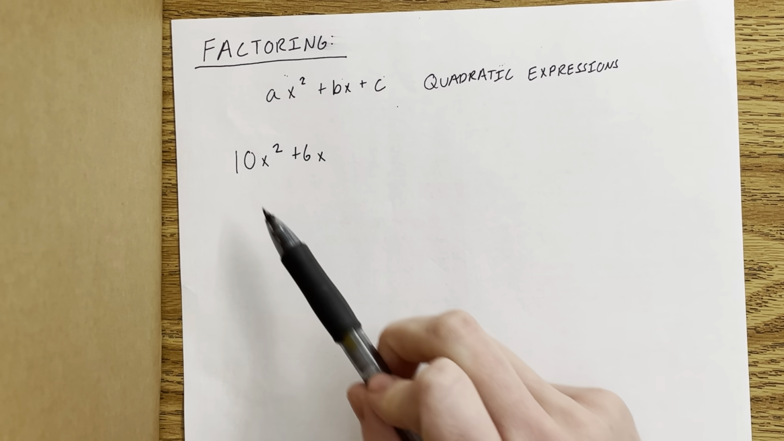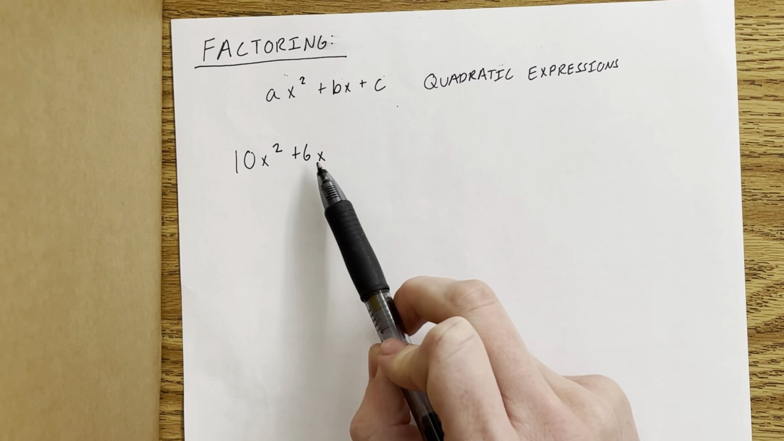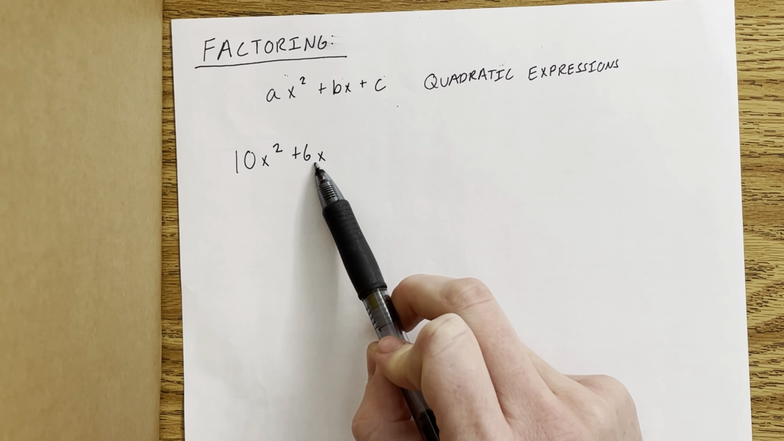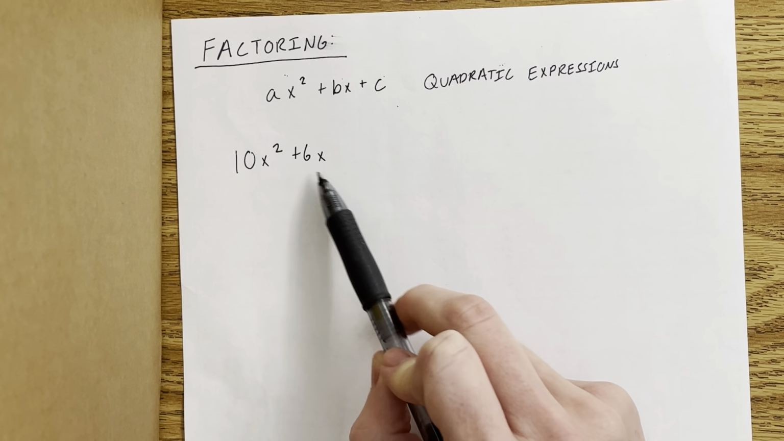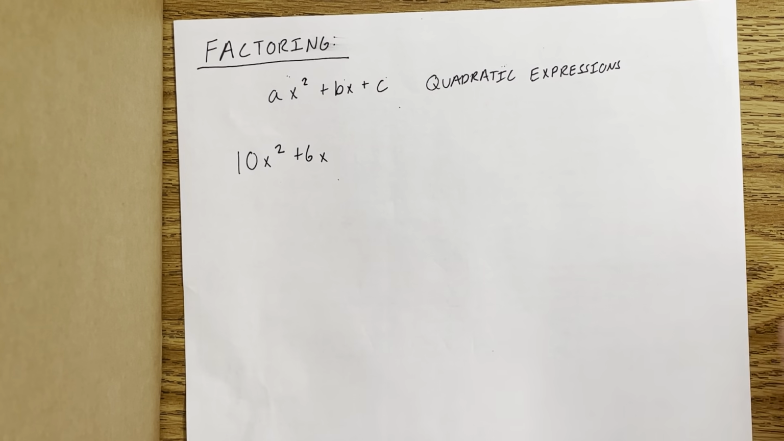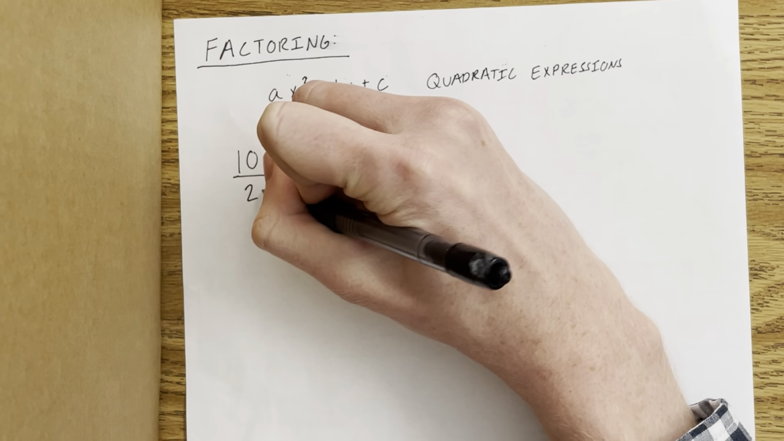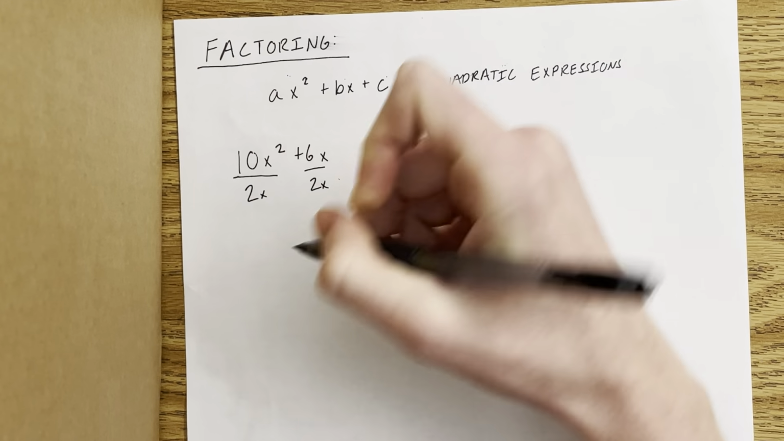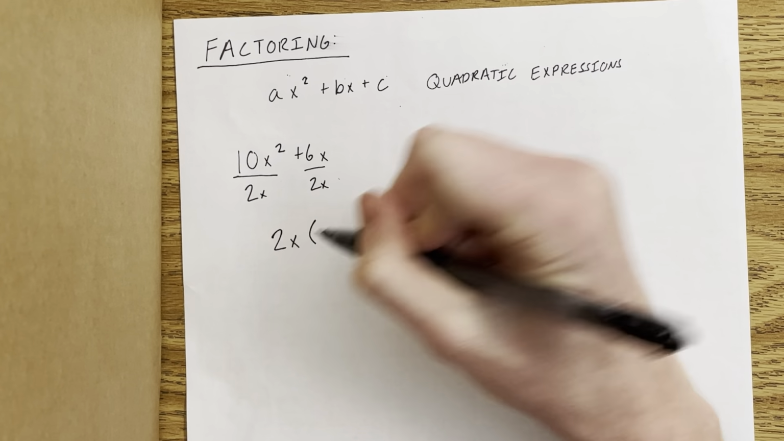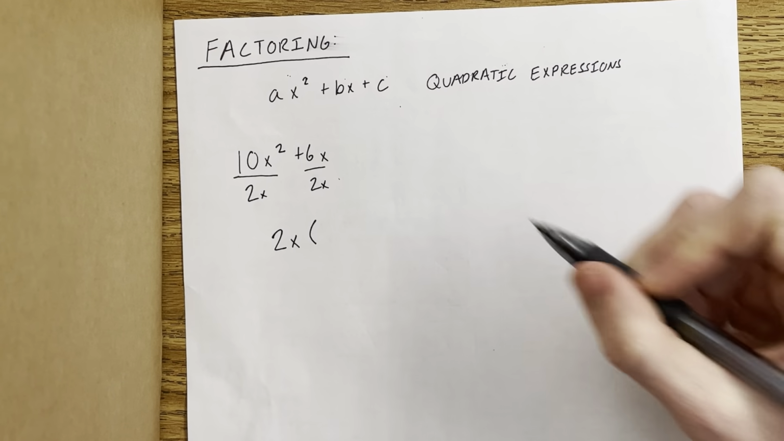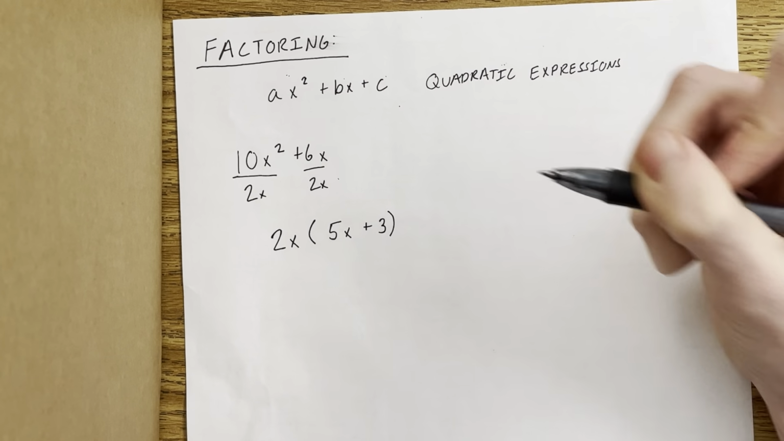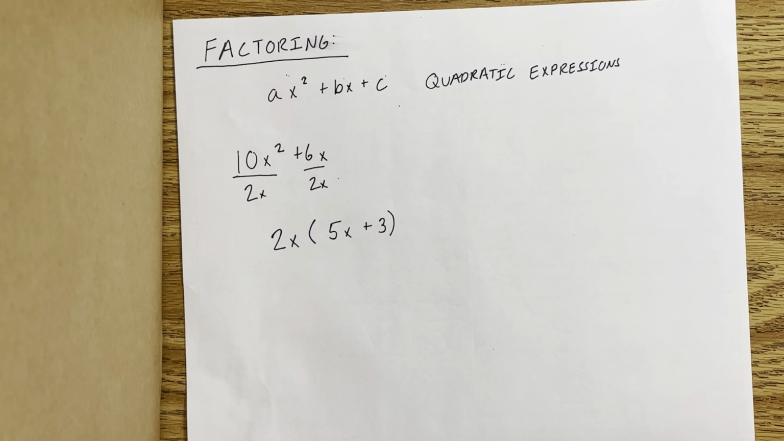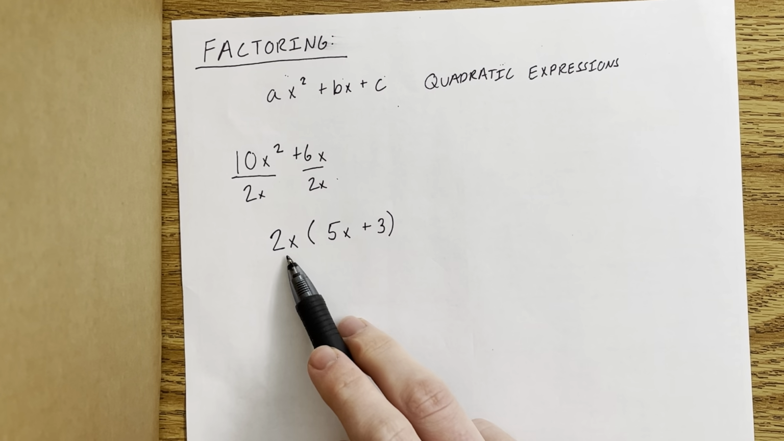Looking at this, I know that 2 goes into 10. I know that 2 also goes into 6. Not only that, I see that there's an x along with the 10x squared, and there's also an x with the 6x. So I can take out a 2x from each of these. I'm doing the opposite of the distributive property. So 10x squared divided by 2x leaves me with 5x, plus 6x divided by 2x is just 3. In this case, we have factored out the greatest common factor of 2x.